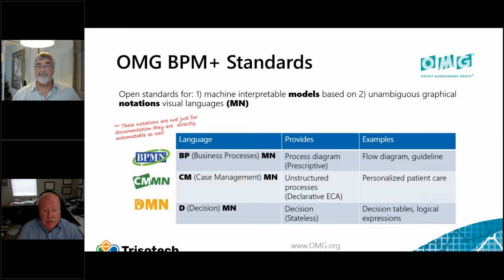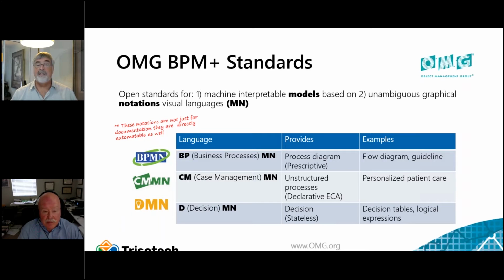We then also have the case management model and notation. The case management model and notation is more about unstructured process. It's more about managing a context and the different events that can happen during that context. And the CMMN language is more declarative in nature, so it basically is a series of event, condition, action type of statements that allows you to react in a more ad hoc and undefined way, for example, in terms of doing personalized patient care.